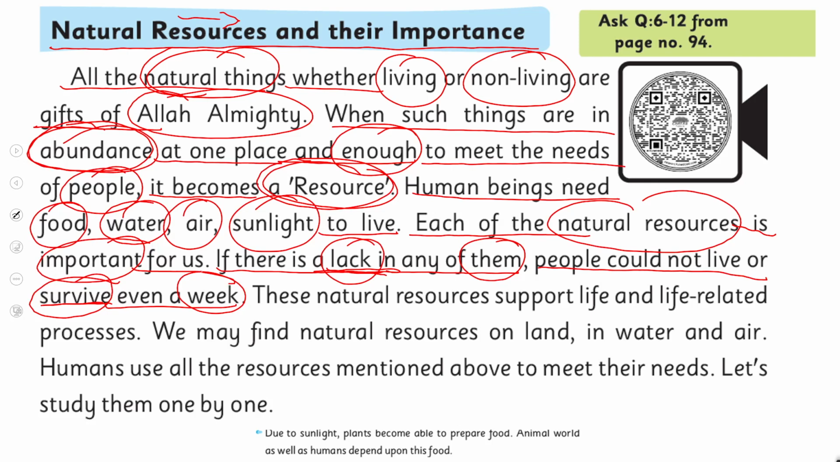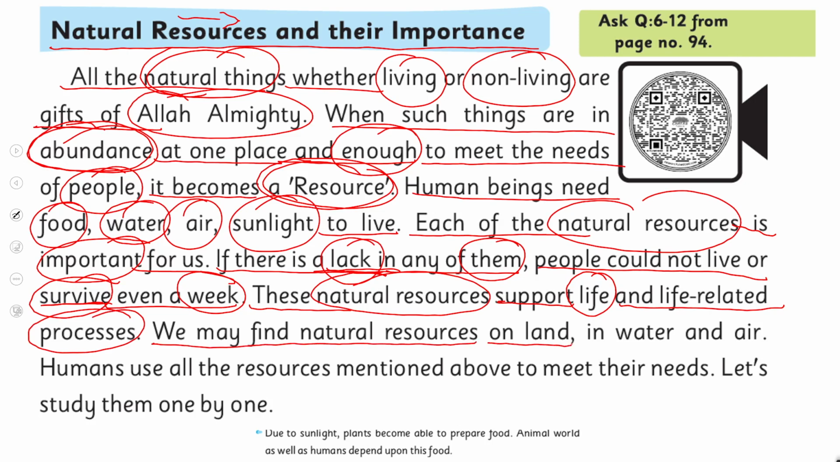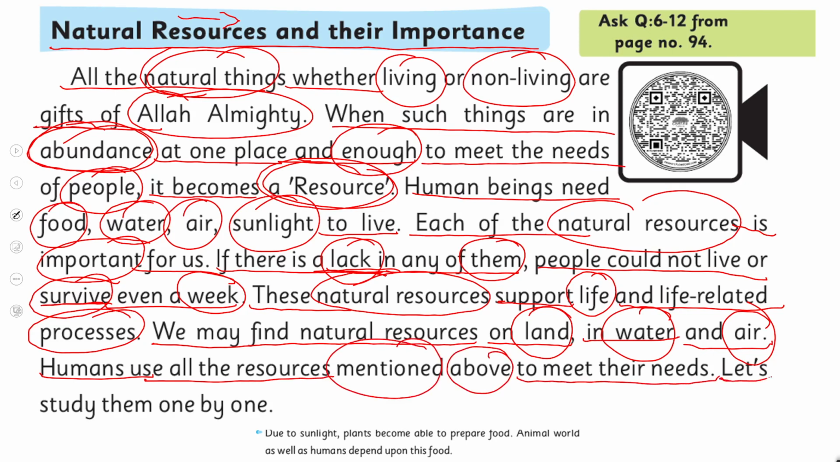Again put your fingers where I will read. These natural resources support life and life-related processes. We may find natural resources on land, in water and air. हमें natural resources कहाँ कहाँ मिलते हैं? Land पे भी मिलते हैं, water में भी मिलते हैं, air में भी मिलते हैं. Humans use all the resources mentioned above to meet their needs. Let's study them one by one.